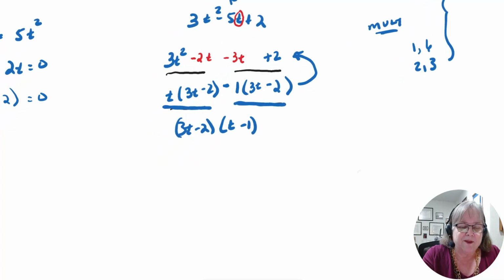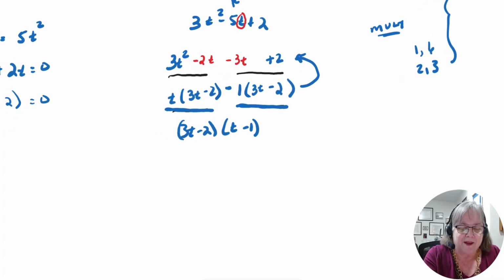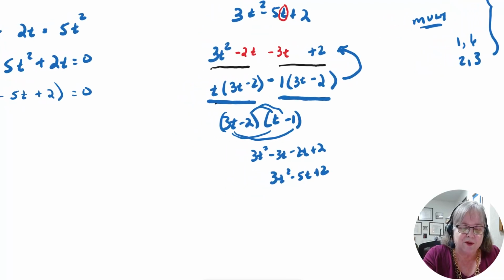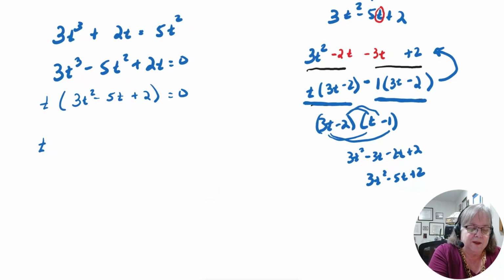All right. Now, if you're sitting there going, I don't know about that, let's multiply this out. 3t times t is 3t squared. 3t times -1 is -3t. -2 times t is -2t, and -2 times -1 is +2. So sure enough, 3t squared minus 5t plus 2. See? So you should be able to check all of your work before you turn it in. So what I know is that this factors down to 3t minus 2 times t minus 1.